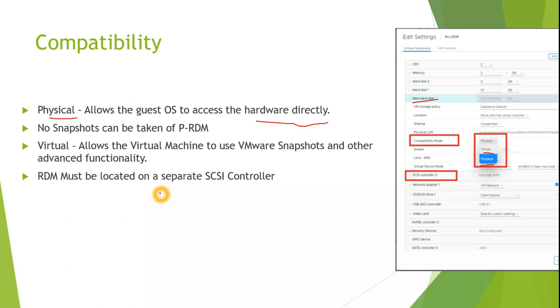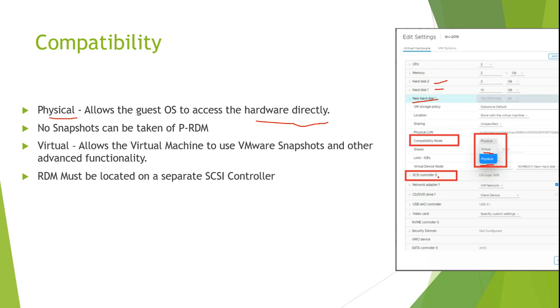Another thing you might need, as I mentioned in the earlier slides, is a separate SCSI controller. By default you have SCSI controller 0, which is always added, and you'll have your other disks like disk 1 and disk 2 here, which are added already. But when you're adding the RDM, be sure to add a disk controller first. So you have a separate SCSI controller, SCSI controller 1 perhaps, because you already have a 0, you will have a SCSI controller 1.